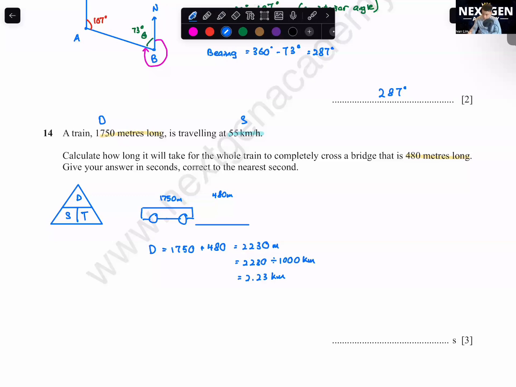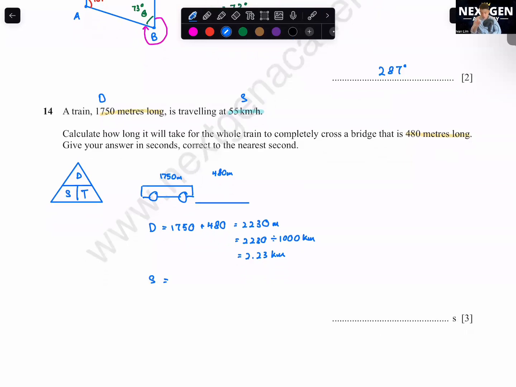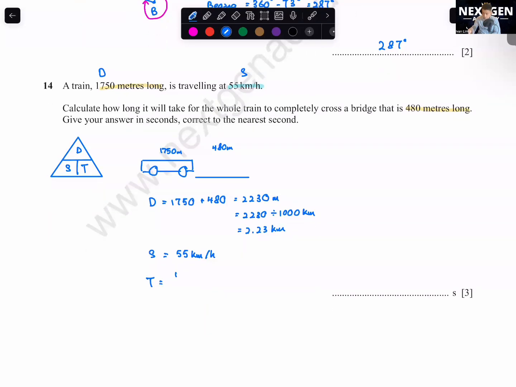The speed that was given to us is 55 kilometers per hour. So this is how you do it if you're unsure of the units: write down the formula first. Time is distance over speed. Look at the units. This is kilometer, this is kilometer per hour. So km divided by km per hour. How can we write it? You just write it like that: km times hour over km, which leaves you with just hour, because km will cancel off.